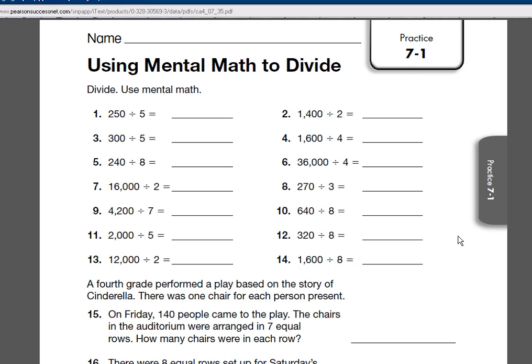Okay, hello everybody. This is 7-1 tonight. We're using mental math to divide.